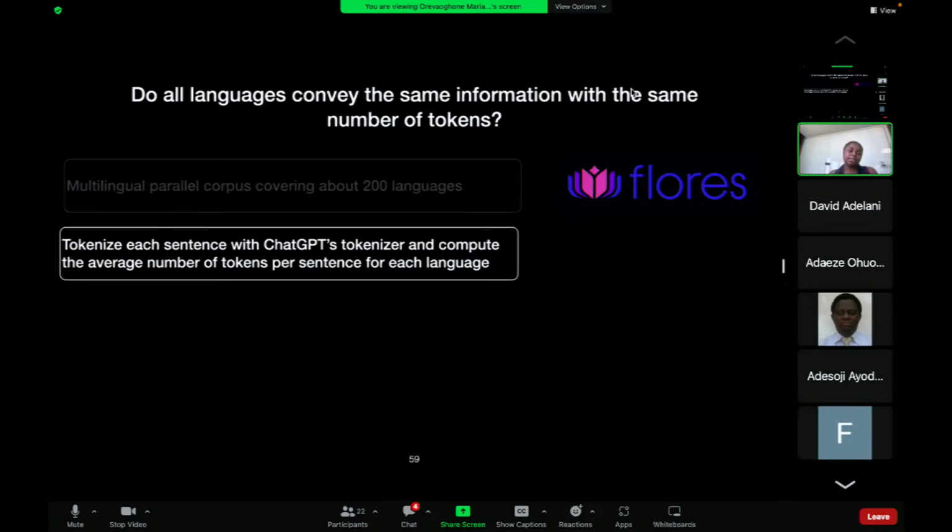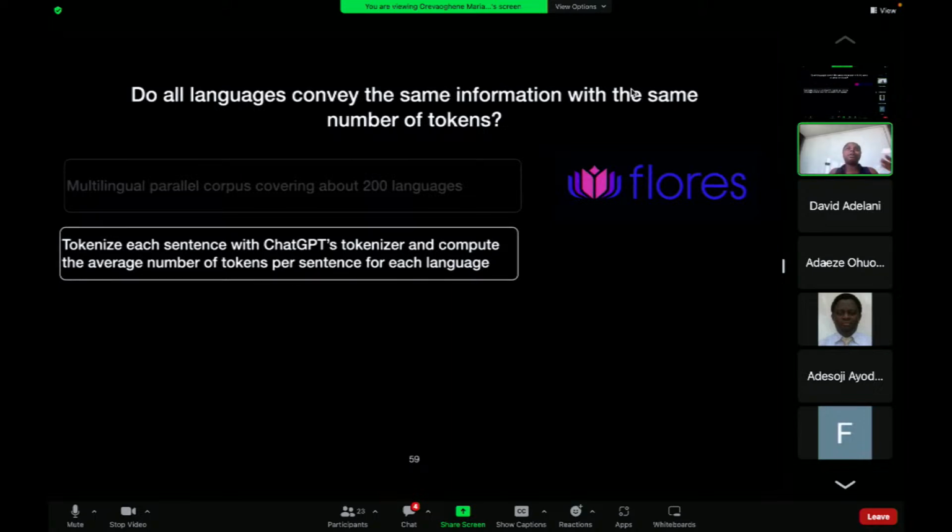And then we decided to take the open source tokenizers from ChatGPT, from OpenAI, and tokenize each sentence. And then we compute the average number of tokens per sentence in each language. There are other ways that people have tried to measure fragmentation rates. There's a measurement called fertility, where you use word boundaries: the ratio of the number of words in your data set to the number of resulting tokens after tokenizing.